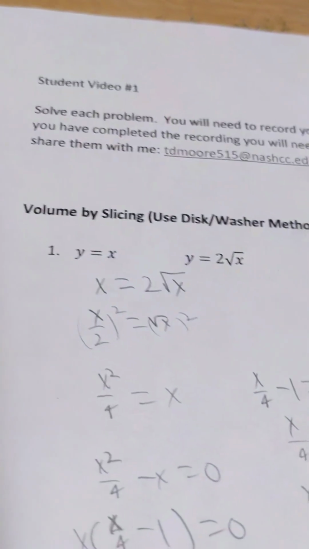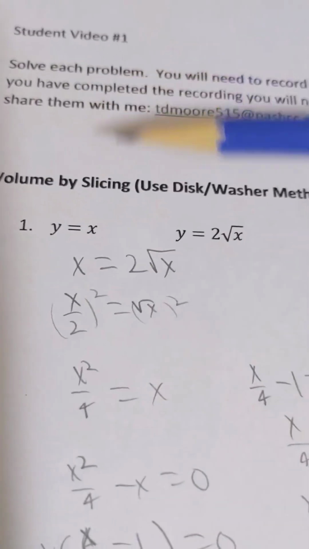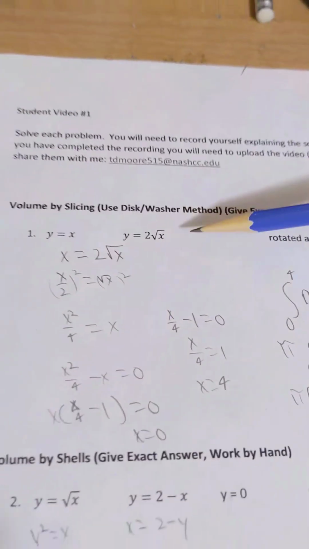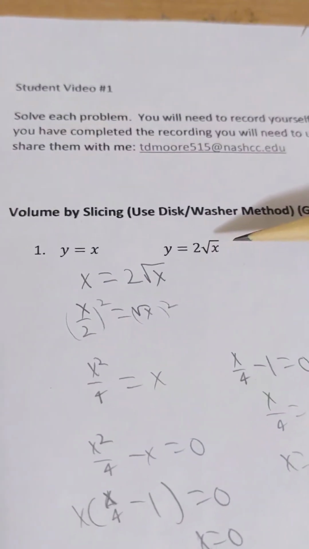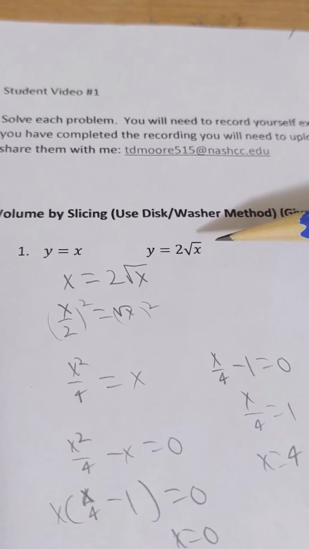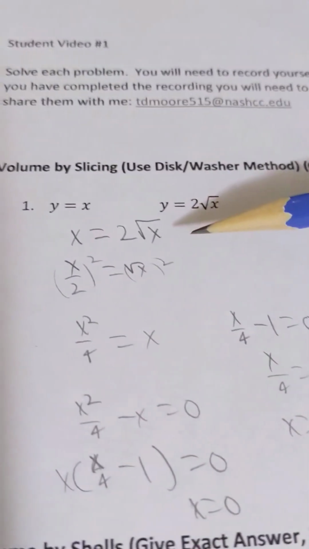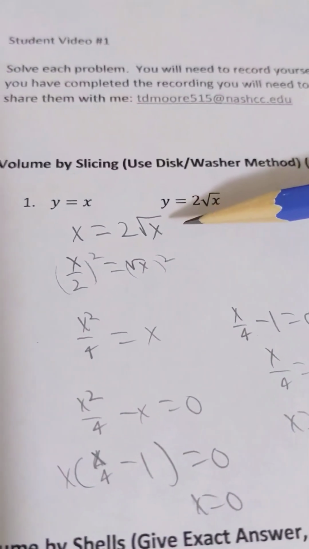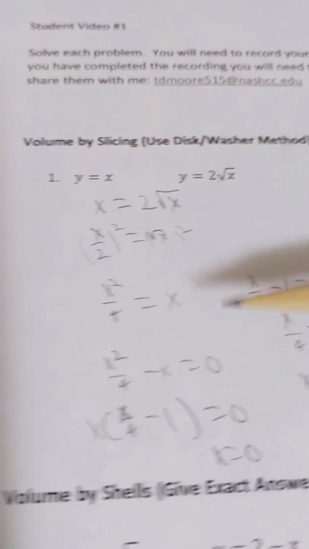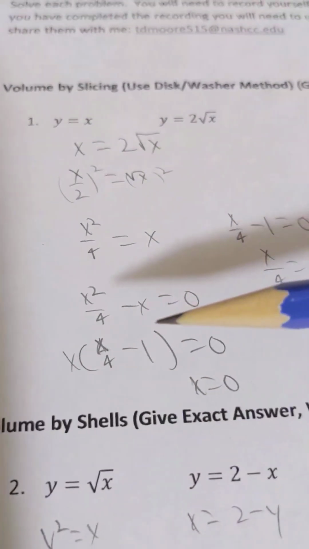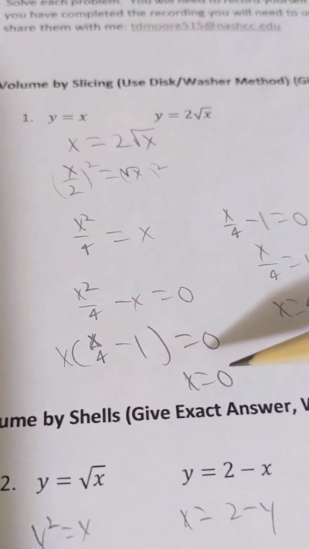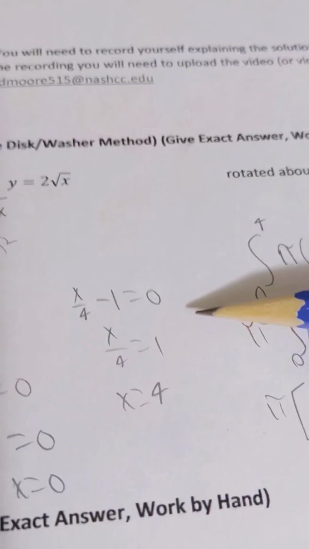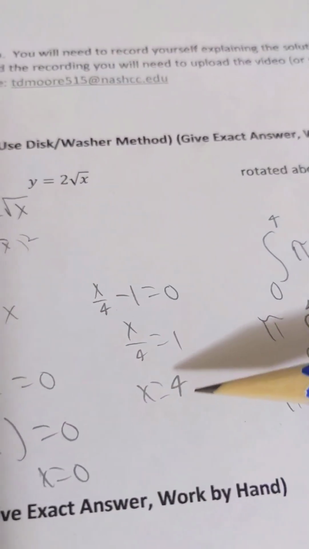So we're taking the volume by slicing from the region bound by y equals x and y equals 2 times the square root of x. You need to find the upper and lower bounds by setting these functions equal to each other. And then when you solve, you get x times (x over 4 minus 1), which gives one of the bounds being 0, and then you look for the other one, and the other one is 4.